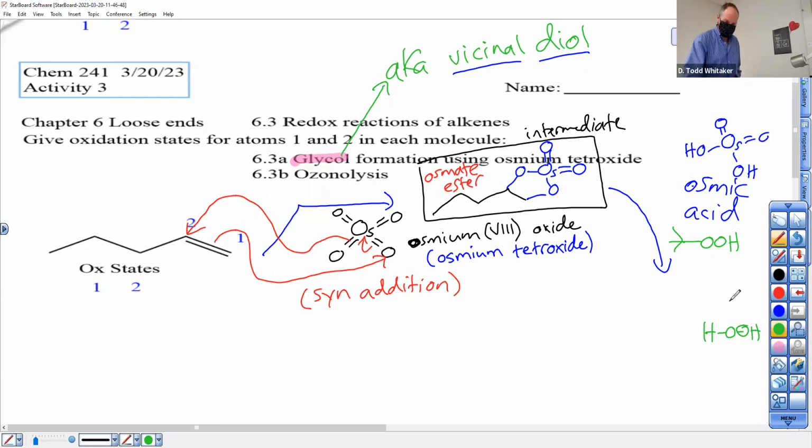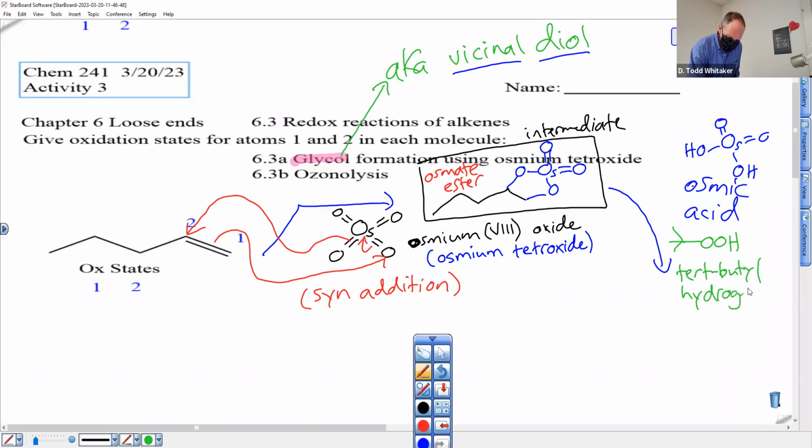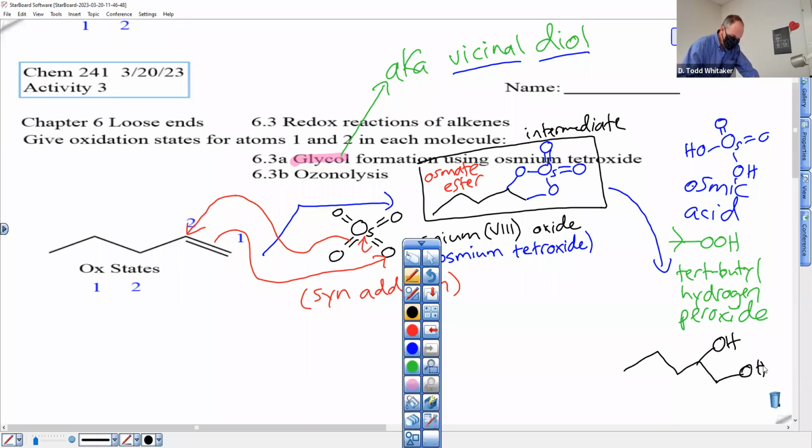Hydrogen peroxide. Well, this one has two groups. One of them's hydrogen. It goes tert-butyl is the other group. Hydrogen peroxide. And what happens is you get this. And what's the name of this functional group? Say it again. Vicinal diol. Also known as, he said it, he said both. Very impressed. Glycol. Yeah.